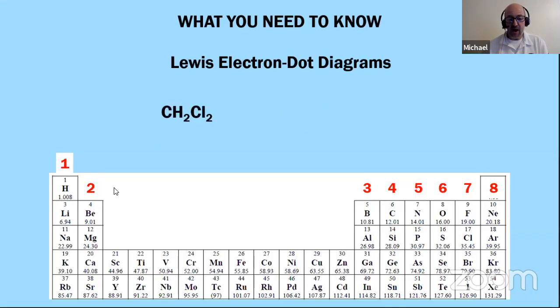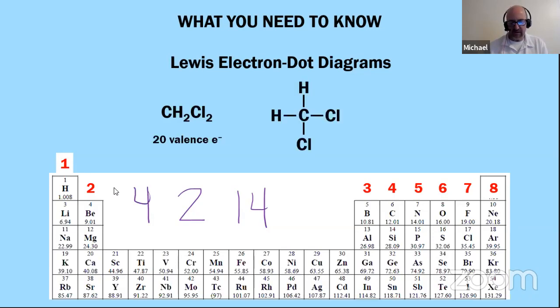All right, here we have CH2Cl2. It's dichloromethane. Carbon is 4. Each hydrogen is 1, and we have 2 of them. Each chlorine is 7, and we have 2 of them. So a grand total of 20 valence electrons. We'll go ahead and fill in the connectivity between the atoms, and carbon tends to form 4 bonds normally.